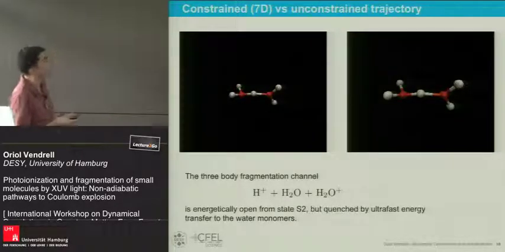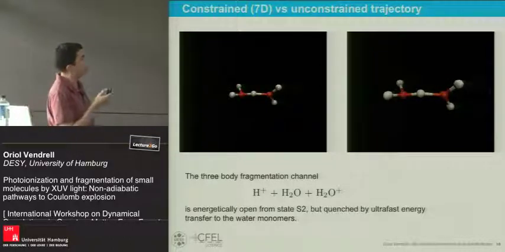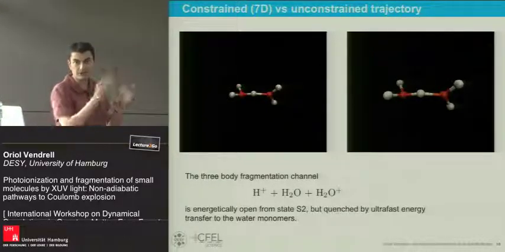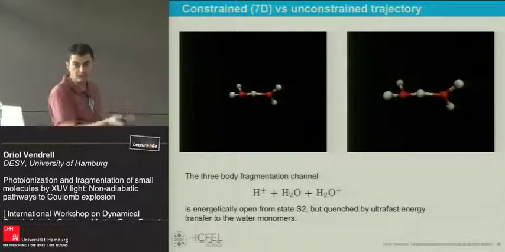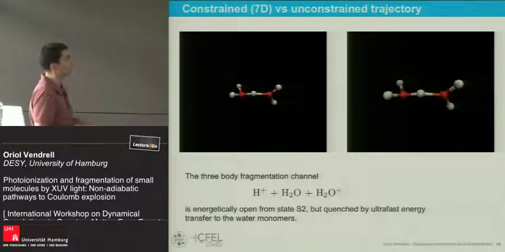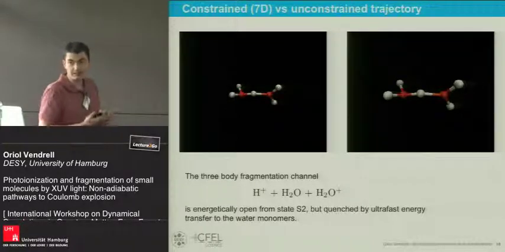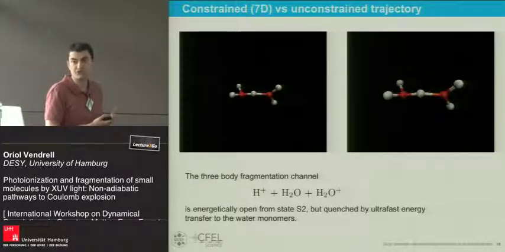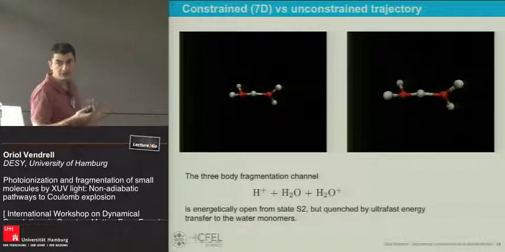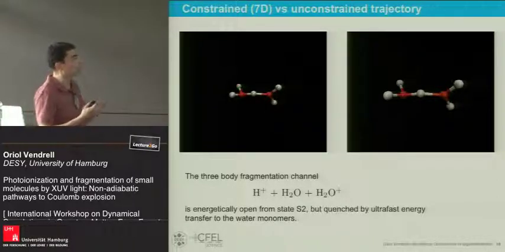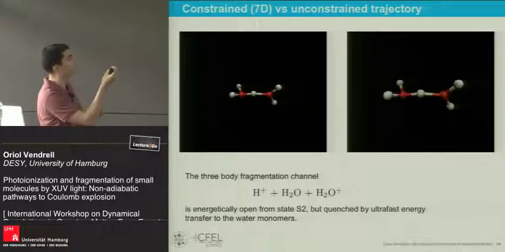Okay, so now let me show you. You may say, okay, you are comparing 7-dimensional quantum dynamics and full-dimensional classical dynamics, right? So the point is that in the classical dynamics calculations, we never saw the three-body channel. And the explanation is because the energy is taken so quickly by the water molecules, and there is not enough energy for the proton to live perpendicular.